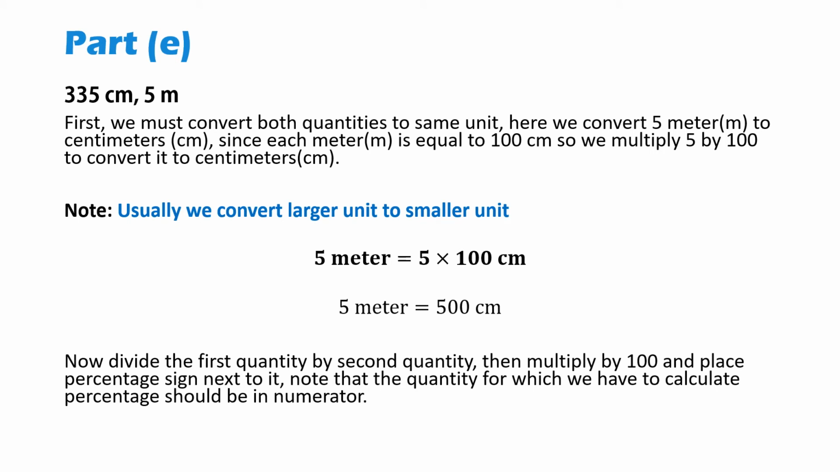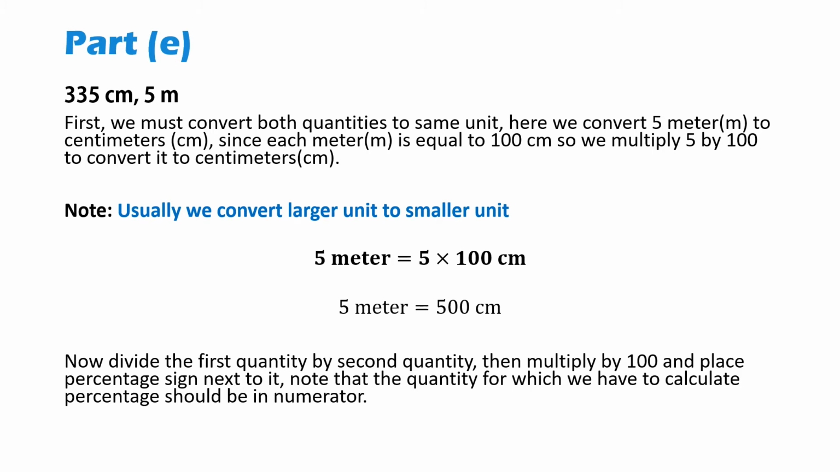Part E. Express 335 centimeters as a percentage of 5 meters. First, we must convert both quantities to the same unit. Here we convert 5 meters to centimeters, since each meter is equal to 100 centimeters, so we multiply 5 by 100 to convert it to centimeters. So we have 5 meters equals 500 centimeters.